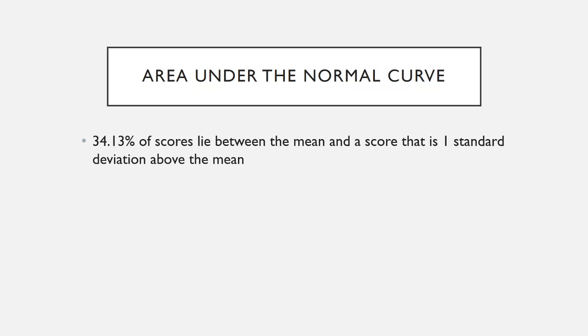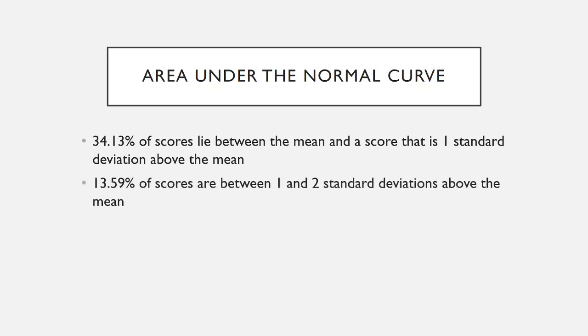34.13% of the scores lie in between the mean and a score 1 standard deviation above. This basically represents that taller area of the curve in between the mean and 1 standard deviation unit away. As you move further out into the extremes towards the tails of the normal distribution, the line of that curve is just closer to the x-axis, indicating a lower probability and fewer relative scores living in that area.